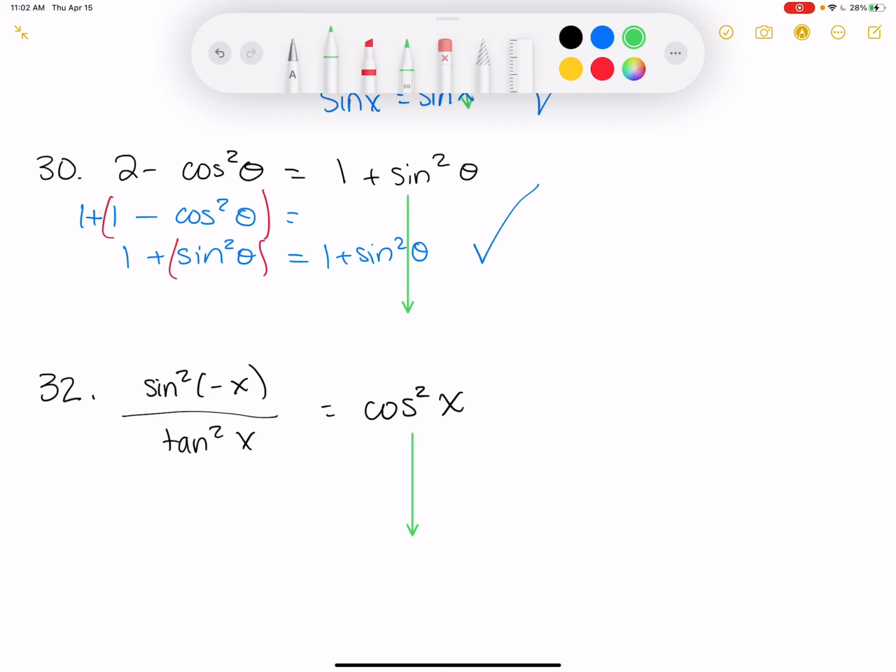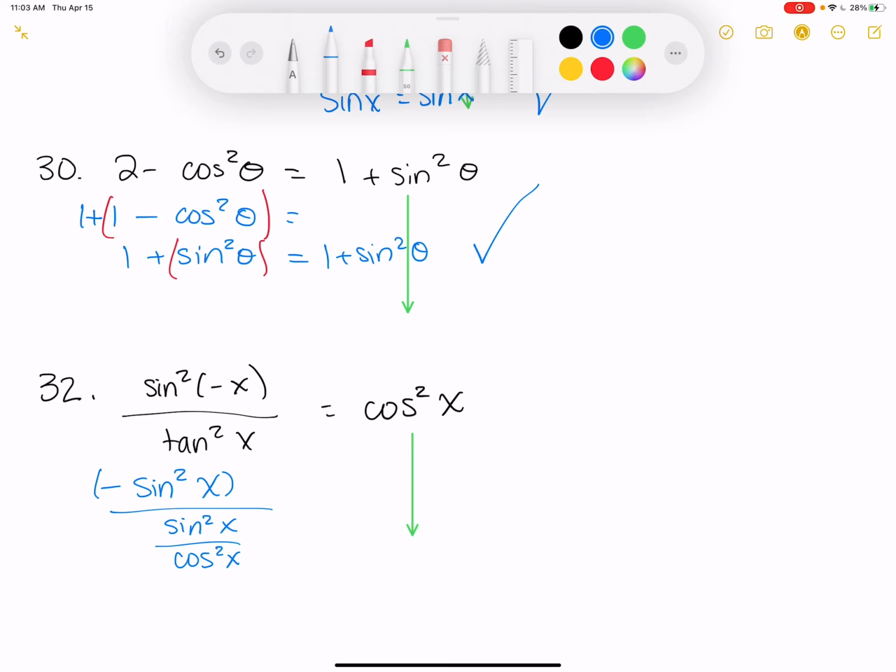All right, does everybody have it down? Okay. So the first thing we're going to do is deal with the top first. What happens with the negative? Negative sine squared. Yes, negative sine squared. The negative is going to come out. So negative sine squared of x over, how can I rewrite tangent squared? Sine squared of x over cosine squared of x. And then you do the reciprocal, and then it is cosine squared x equals cosine squared.